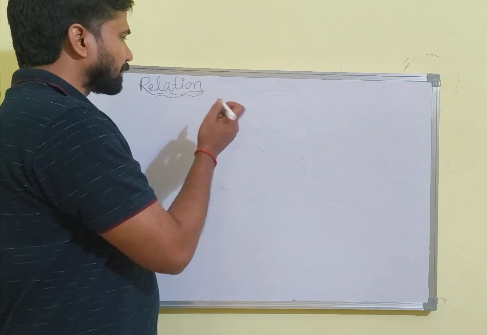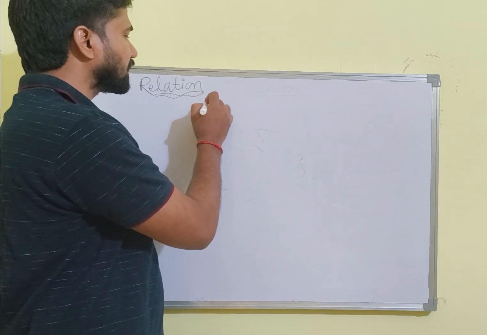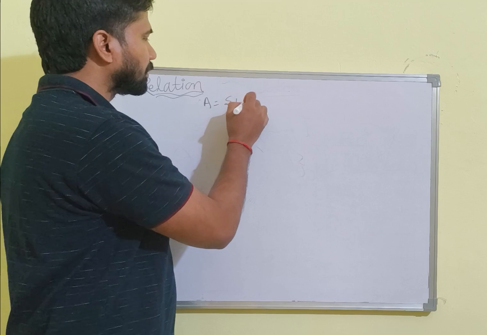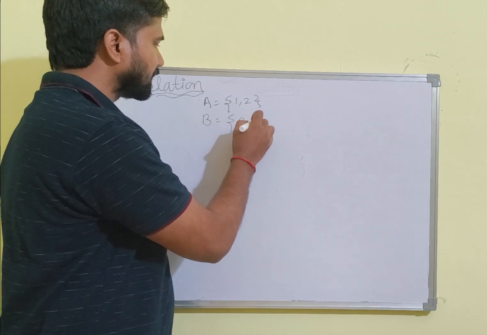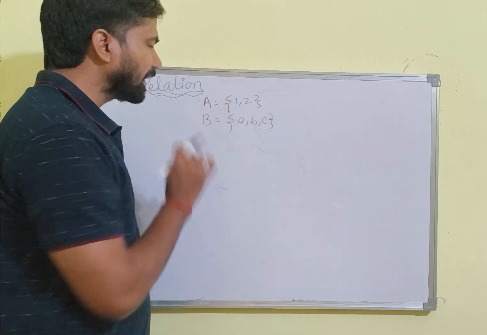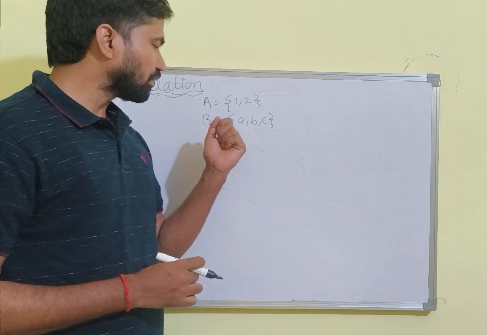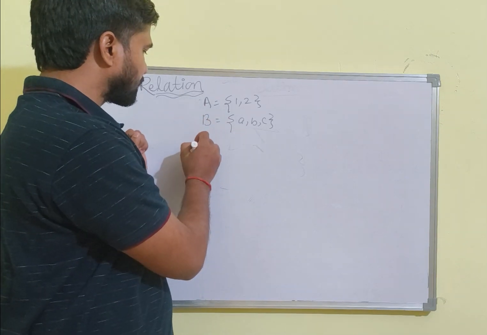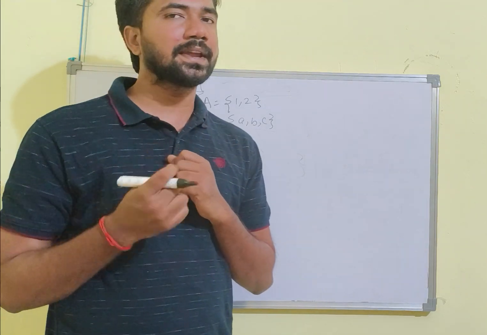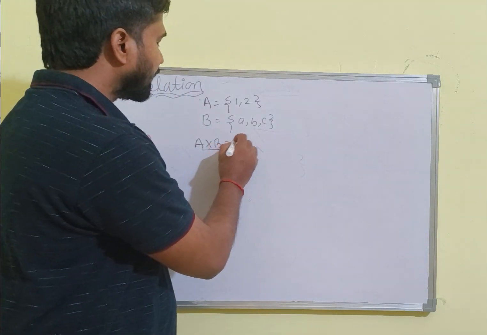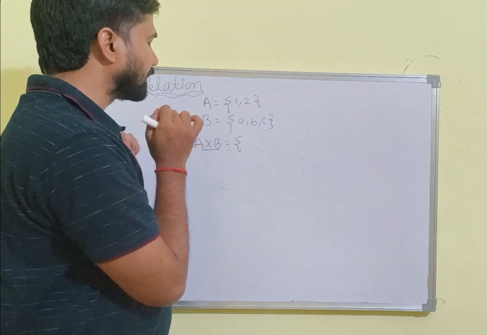A relation is defined as follows. Suppose A and B are two non-empty sets. Let's assume A is the set {1, 2} and B is another set {a, b, c}. Here we have taken A and B as two non-empty sets. First we have to find A cross B, the Cartesian product of A and B.